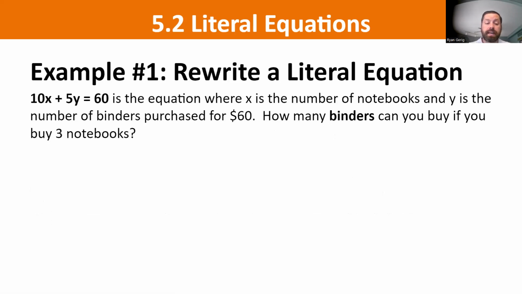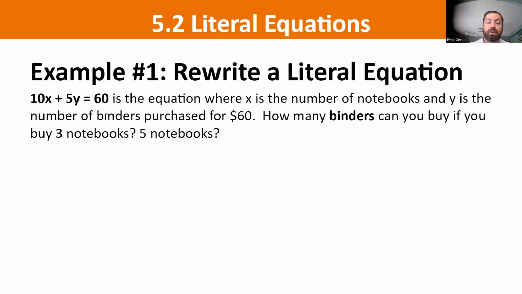This equation, 10x plus 5y equals 60, is an equation used to show, first of all, where x is the number of notebooks and y is the number of binders that you can purchase for $60. The question is, how many binders can you buy if you buy 3 notebooks? Could you figure this out by plugging this in and solving? Yes, you could. But what if I had 5 notebooks, 10 notebooks, and so on? Is there a quicker way?